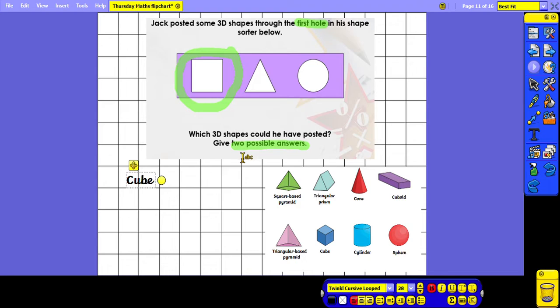Now we need to give 2 possible answers. Another shape that could have fit through the hole would be a cuboid, because a cuboid can have 2 square faces. In this case, the face on the end is actually a rectangle, but it can sometimes be a square. So a cube or a cuboid would have fit through there.